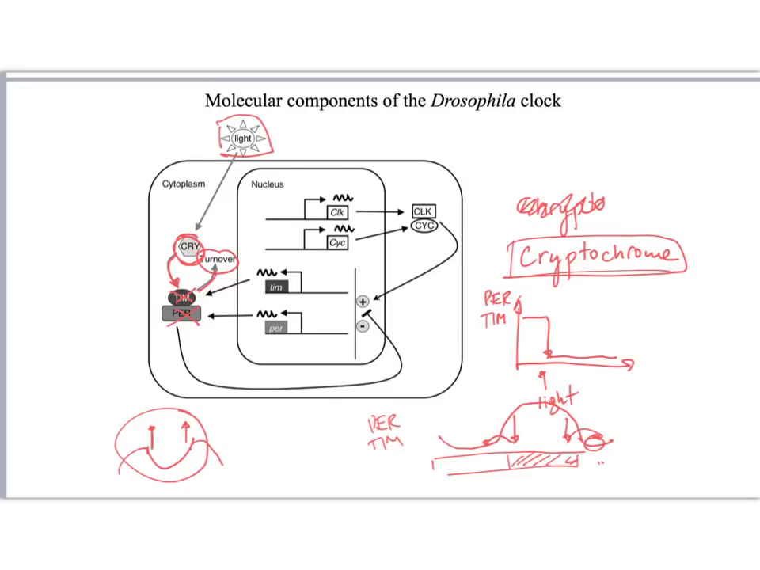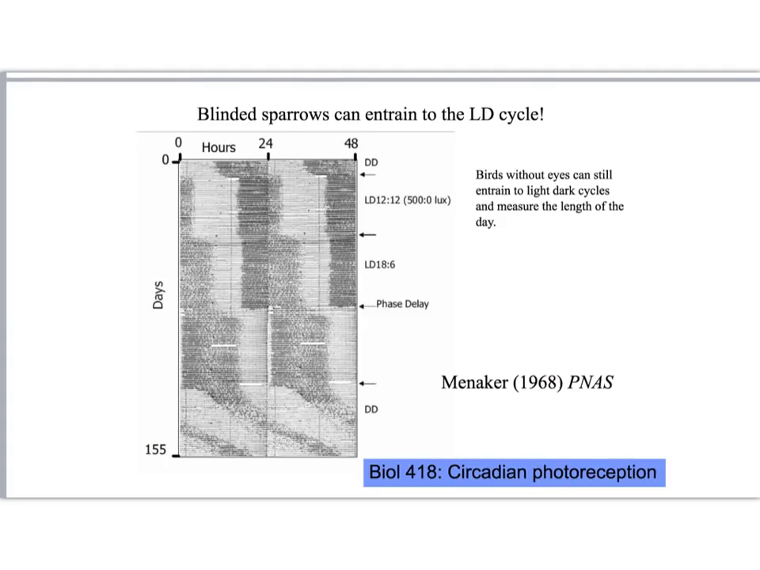That is that if you present light in the early subjective night, you will delay the clock. If you present light during the late subjective night, you will advance the clock. Okay, so that's how it works molecularly. Let's look a little bit at the neural pathways that are involved in photic entrainment.